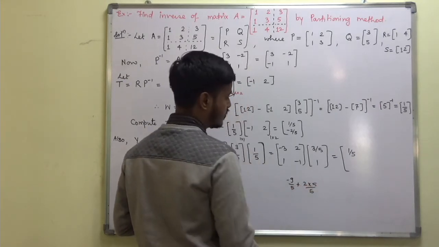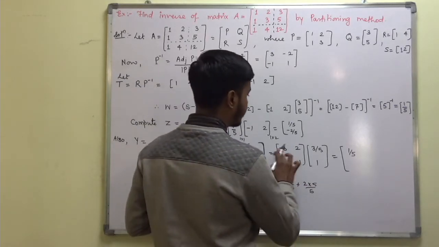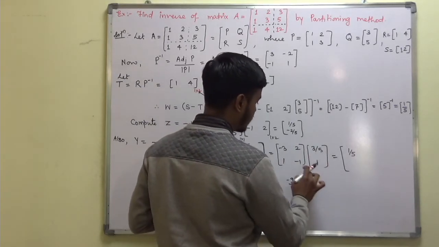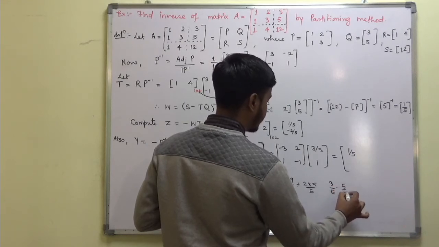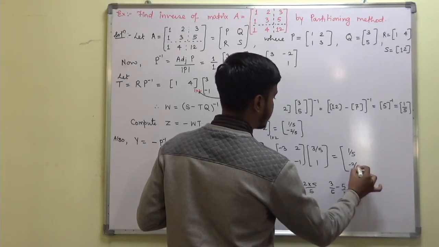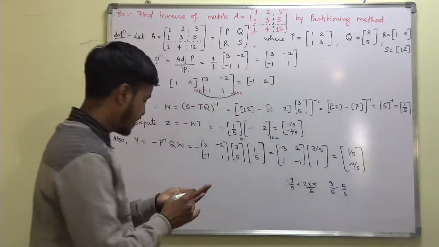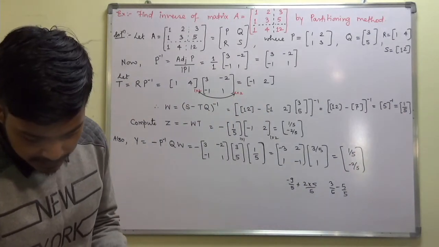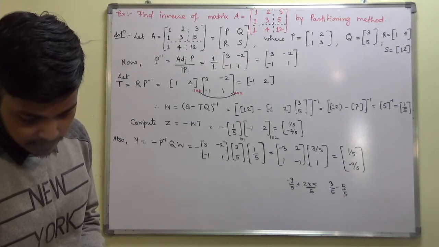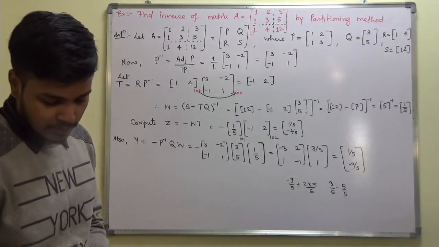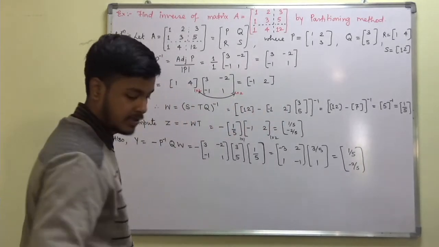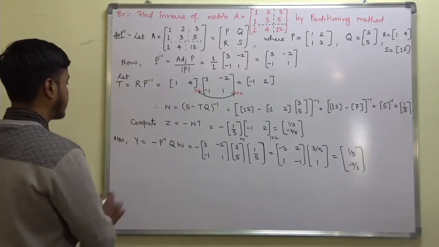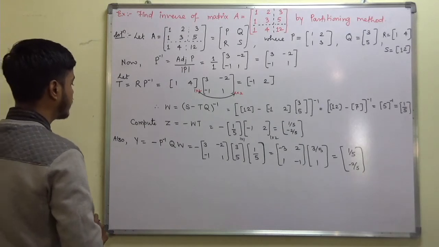So this is 1 by 5, and first row first column, second row second column. So this is 3 by 5 minus 5 by 5, which is minus 2 by 5. So I am getting y to be 1 by 5 minus 2 by 5. Correct. Now after this y, what do I have to compute?